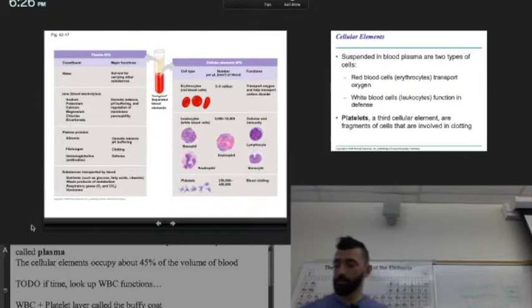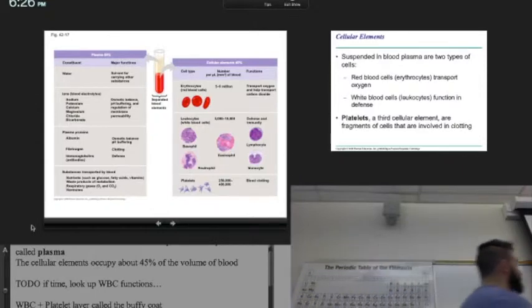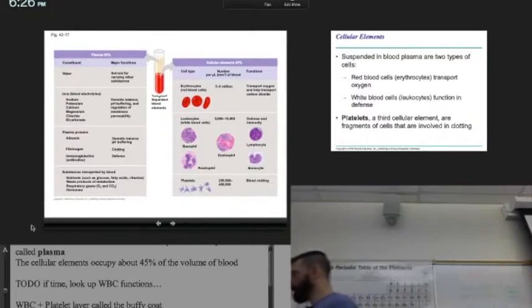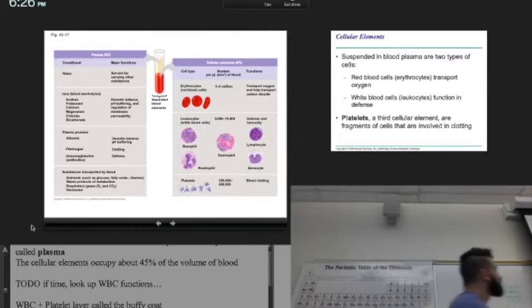And if you were to take blood and centrifuge it out, it would separate into more layers than this cartoon is showing. It's funny, this is the older edition of your textbook. The newer edition has a third layer, but there's actually more than 3 layers. So the top layer is plasma, blood plasma.